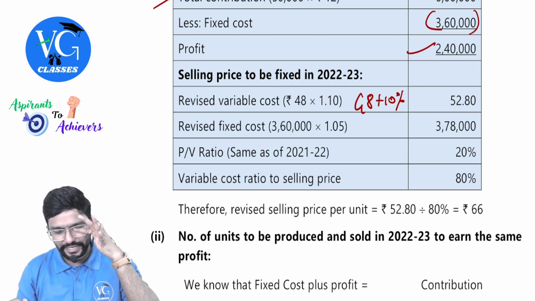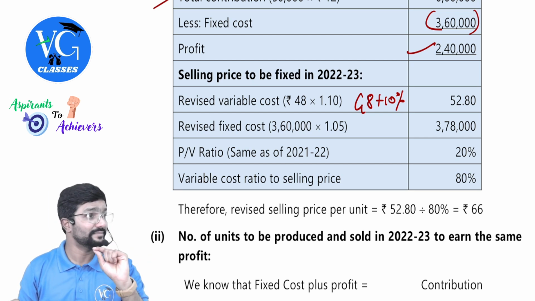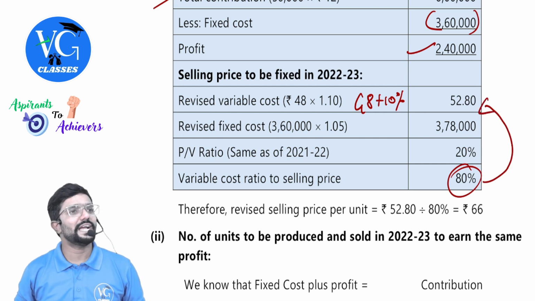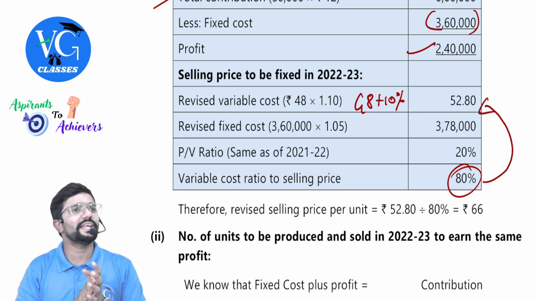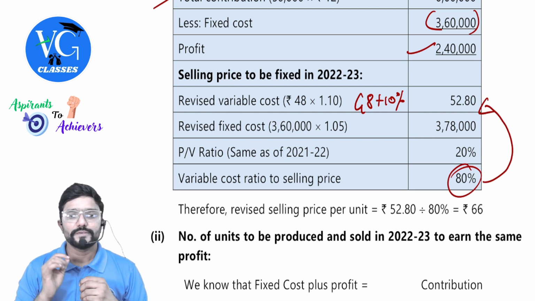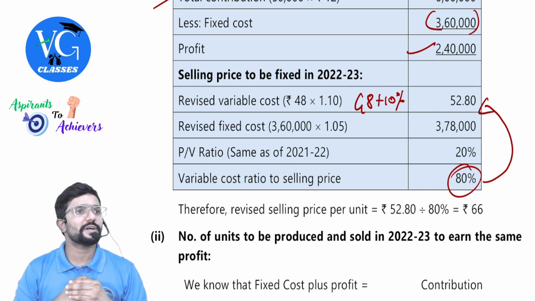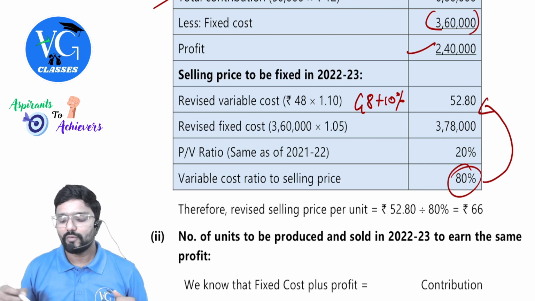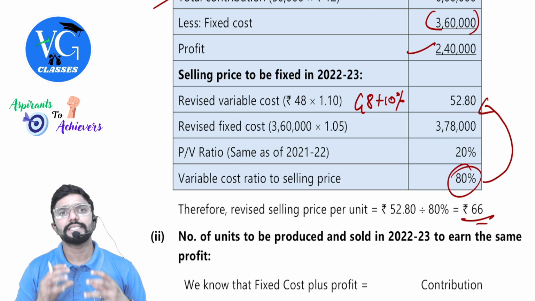3 lakh 78%. PV ratio is same as 21-22, they told clearly 20%. That means variable cost is how much, guys? 80%. I know variable cost in rupees, I know variable cost in percentage. Now can I calculate selling price? Yes, sir. Per unit, 52.80 variable cost per unit divided by percentage wise how much? 80%.